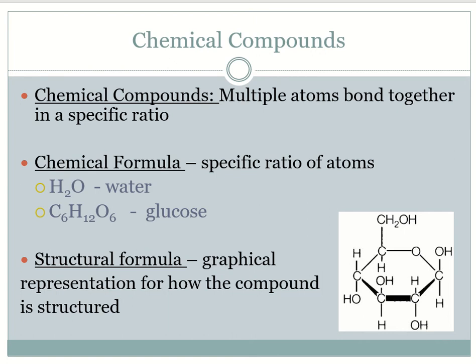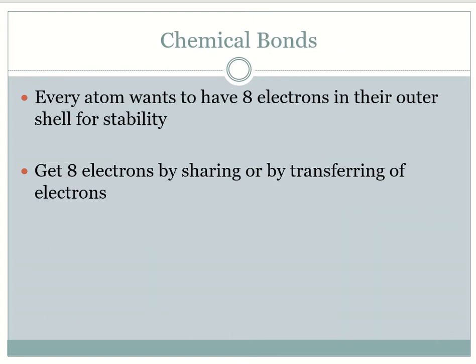So whenever we form our chemical bonds, every atom wants to have 8 electrons in their outer shell for stability. And again, we call this an octet. And atoms can fulfill this need for a full outer shell by either sharing electrons in a covalent bond or transferring electrons in an ionic bond.